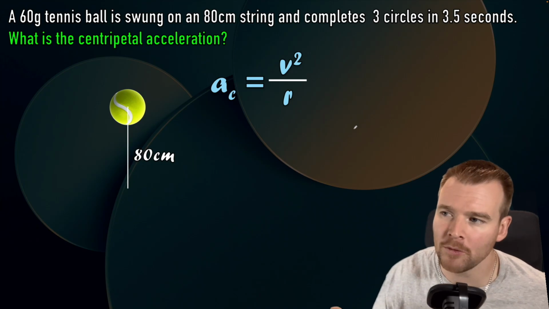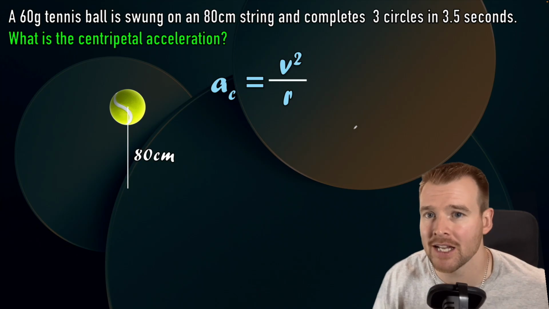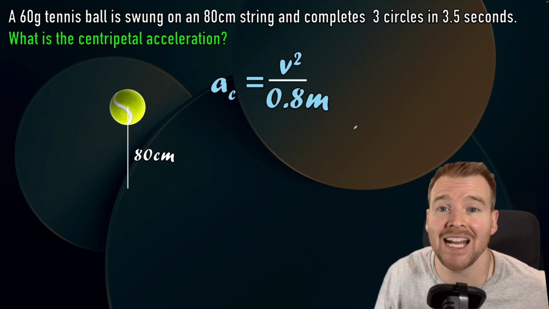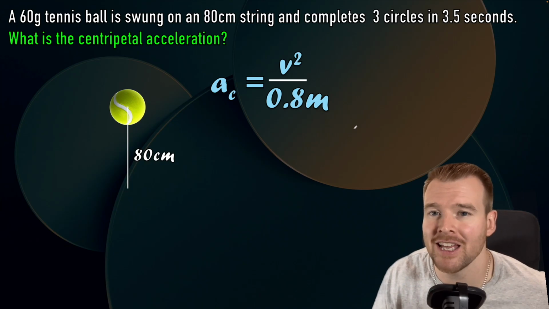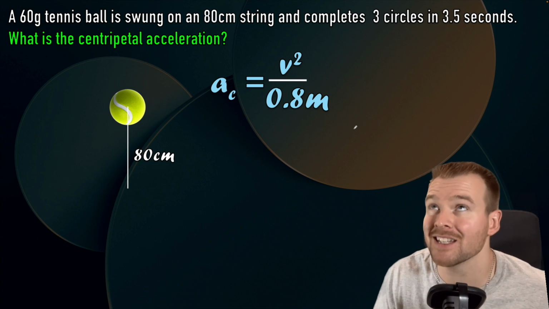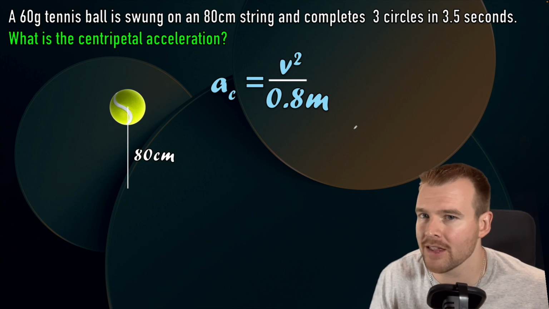Hopefully you can see in that animation when it was spinning around, it was spinning around that 80 centimeter string. So the radius of that circle is actually the length of the string. We can just put 80 centimeters or 0.8 meters in for our radius. But it gets a little bit trickier when I look at velocity because the question didn't tell me anything about velocity. How could I figure that out?